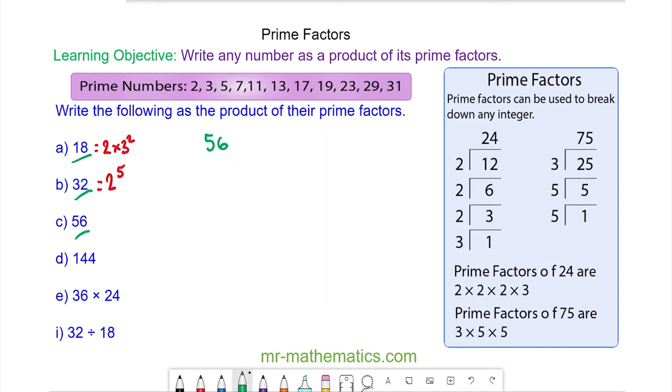So 56 is divisible by 2 because it is even. 28 is also divisible by 2, as is 14. And 7 is prime. So in index form, we have 2 multiplied by 2 multiplied by 2, and again by 7: 2 to the power of 3 times 7.